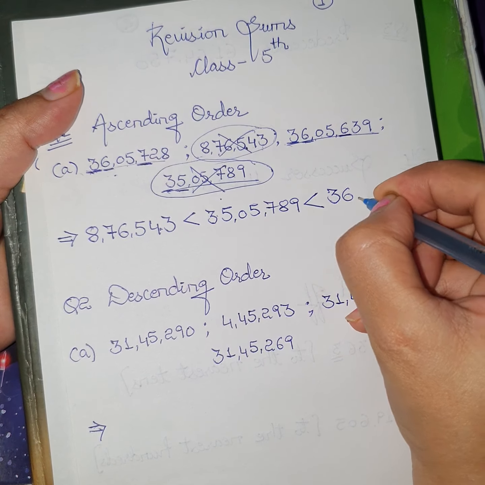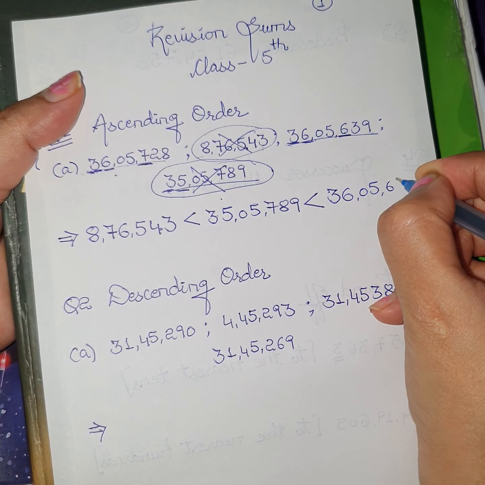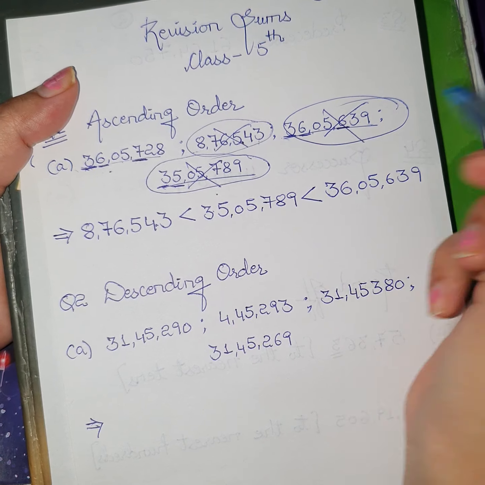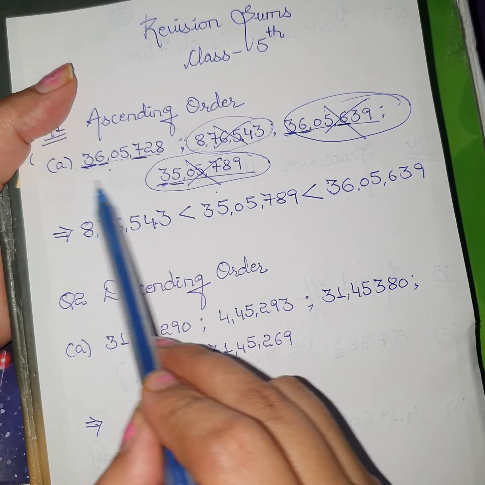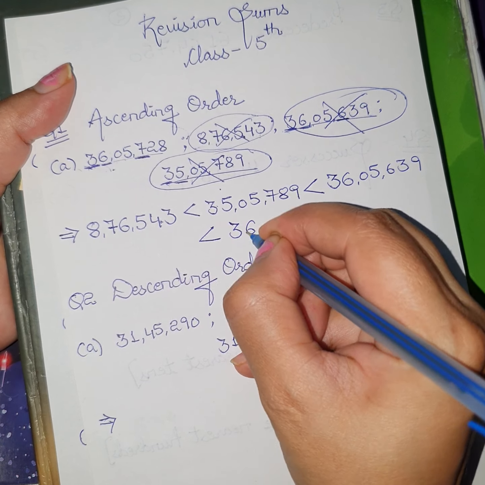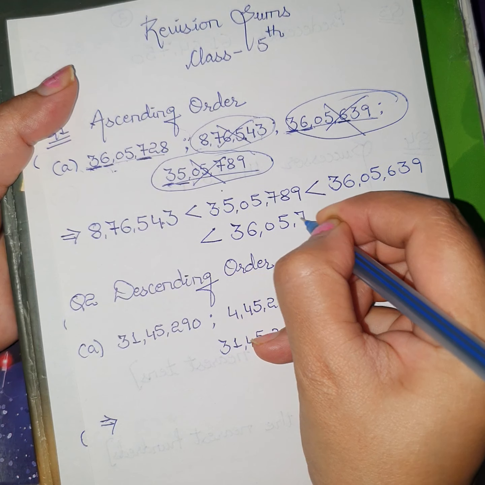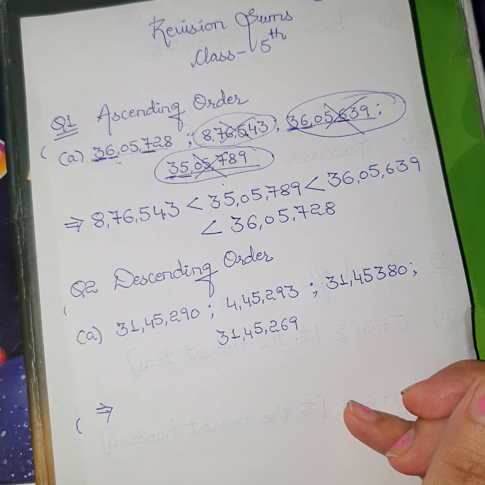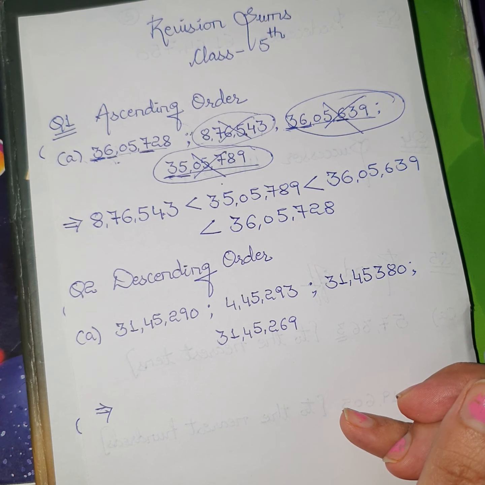So this will come here: 36,05,639. This will be your third number. So this is also out of the series. Now which is remaining? Only this last number. So this is your greatest number. So you will write 36,05,728. Okay, so like this we can arrange the given numbers in ascending order.